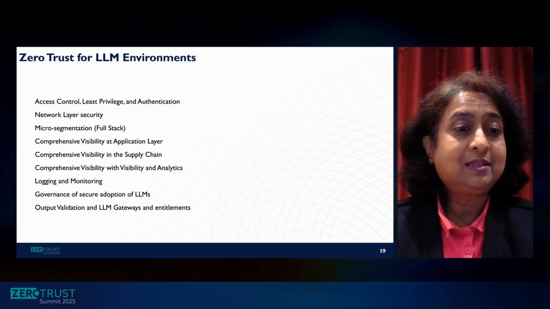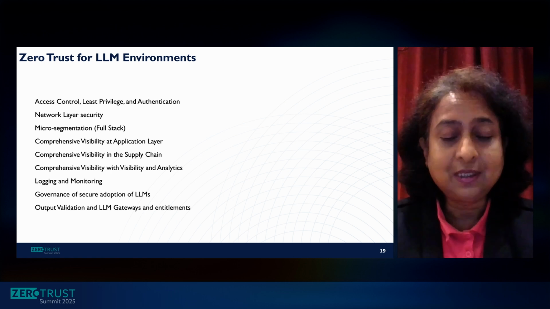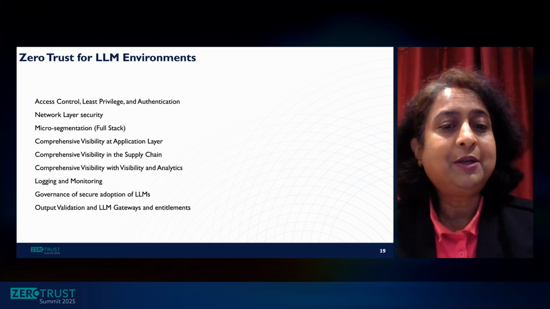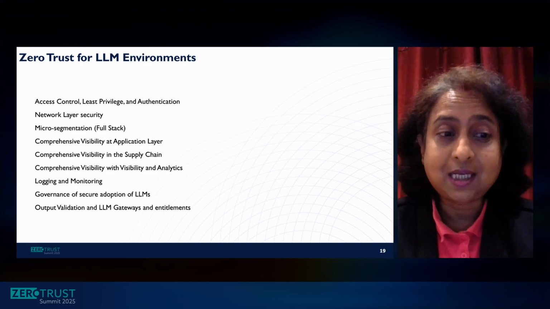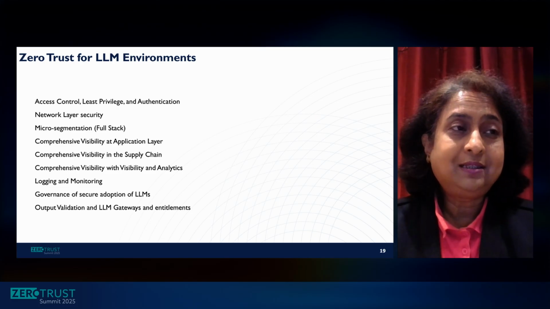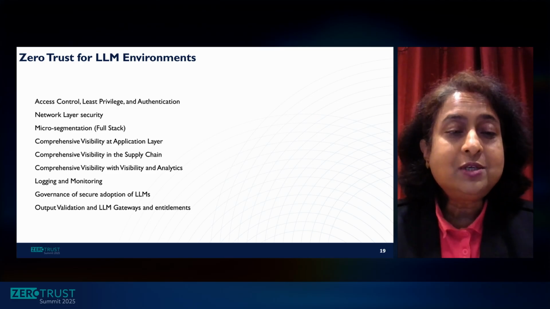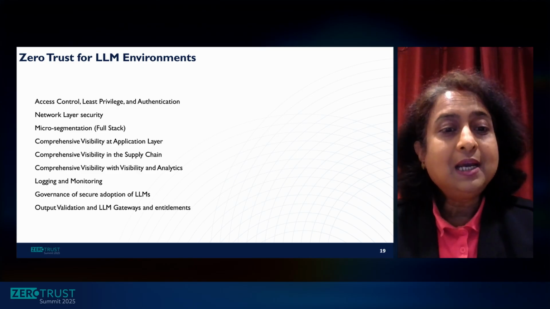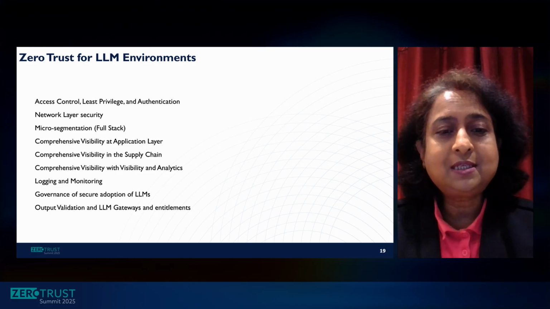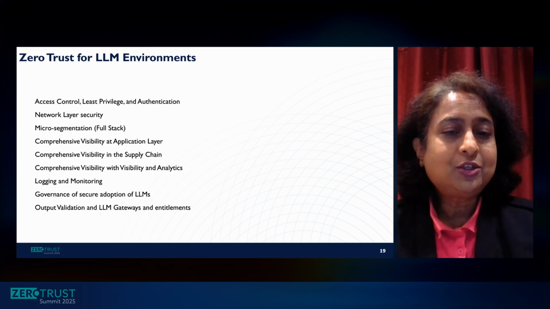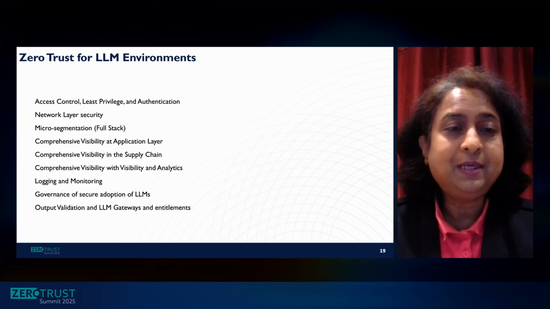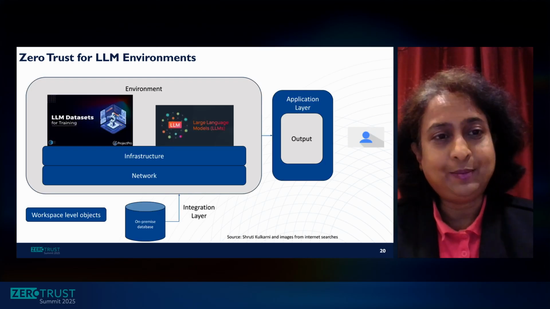And then, of course, there is the governance of secure adoption of LLM environments, and output validation in LLM environments, and using entitlements. Output validation can be done using boundary conditions and looking for typing, etc. And also, when data is presented to the end users, making sure that it matches their entitlements and not just presenting data to anybody, thus violating the need-to-know basis.